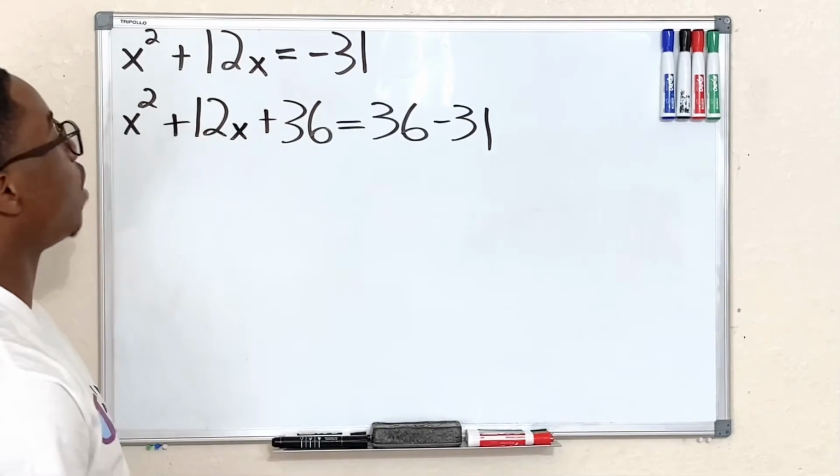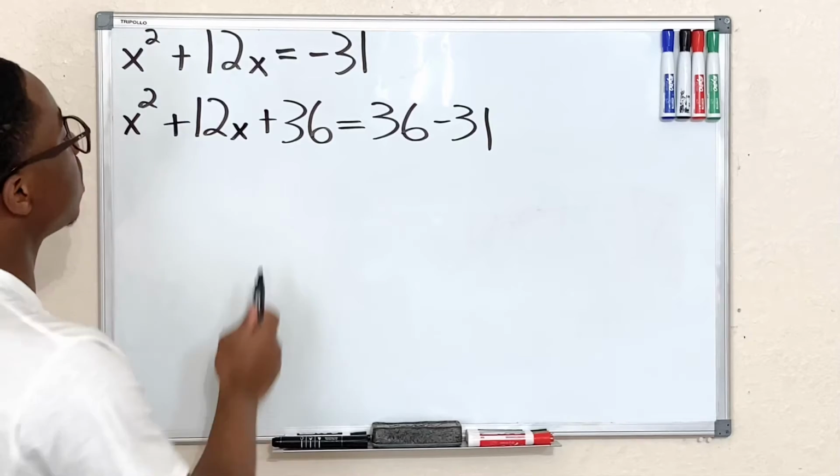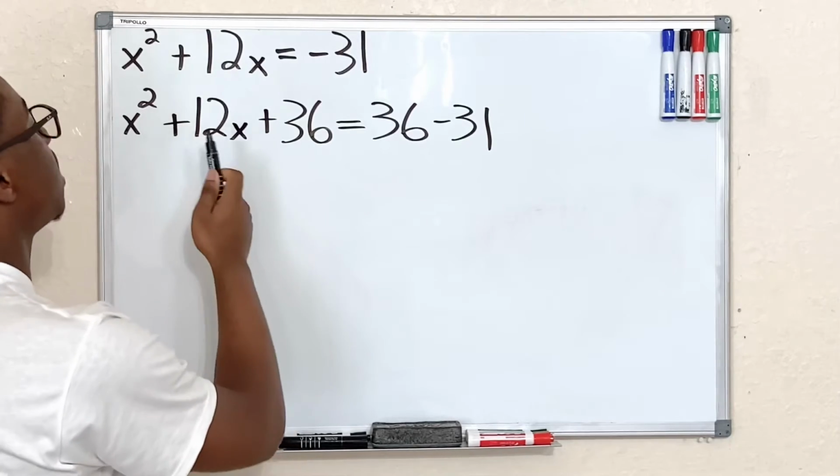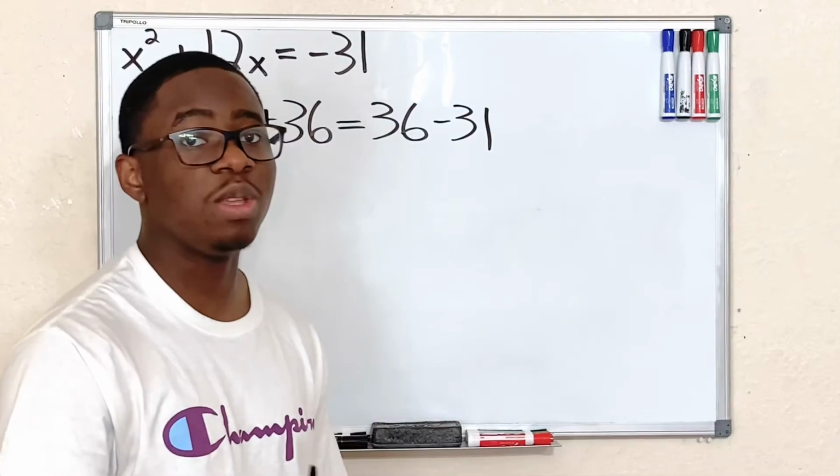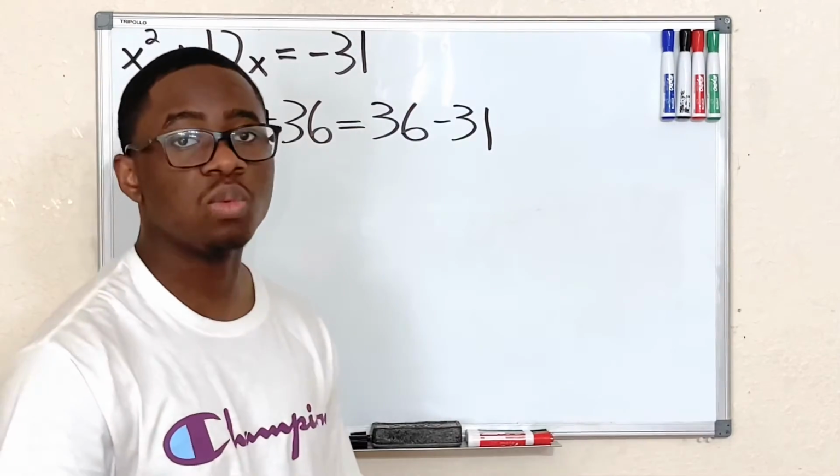So now that we have that, we can go ahead and solve this. So what two numbers multiply to give me 36 but add to give me 12? That would be the number 6. 6 times 6 will give me 36, and 6 plus 6 will give me 12.